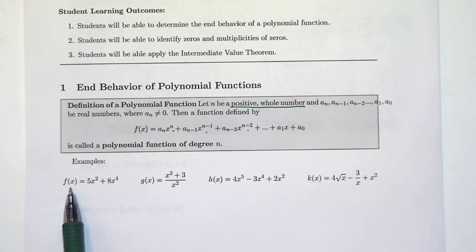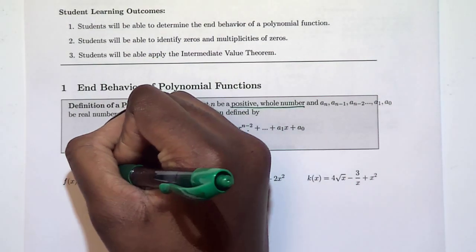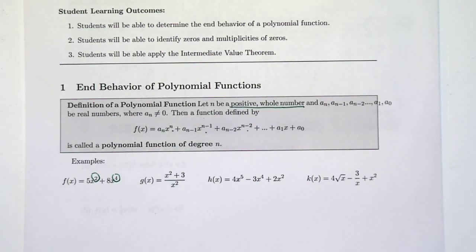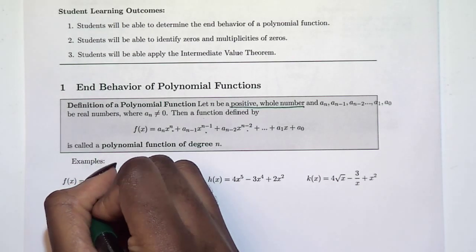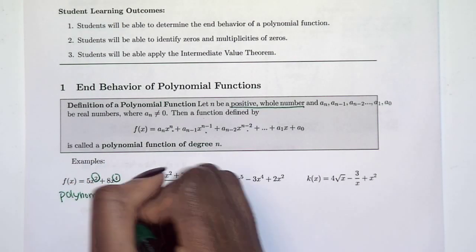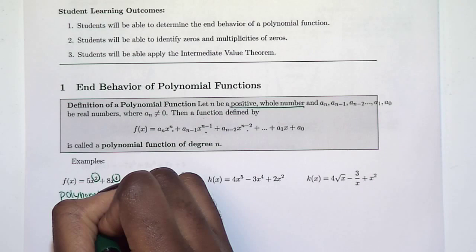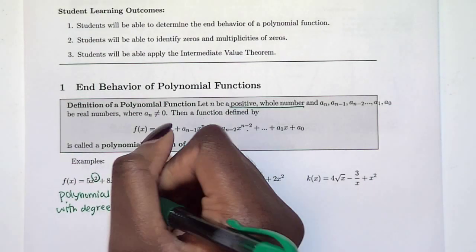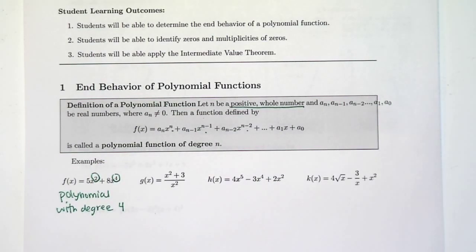All right, so let's look at this one. F of x is 5x squared plus 8x to the fourth, right? So notice that both of these numbers in the exponents are positive whole numbers. So this is a polynomial with degree. The degree is just the highest power we have, degree 4. So this is an example of a polynomial with degree 4.